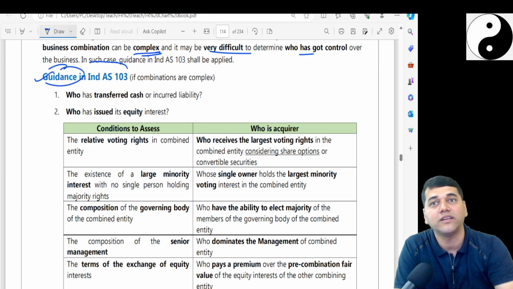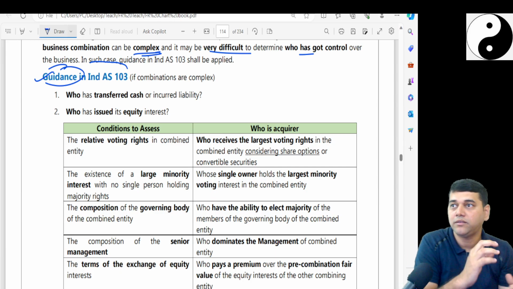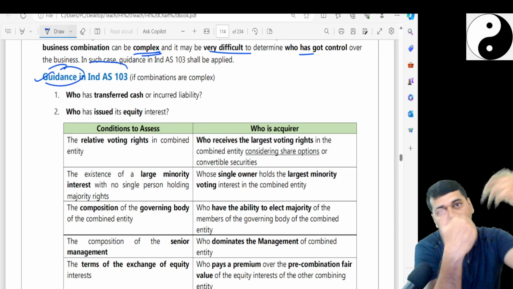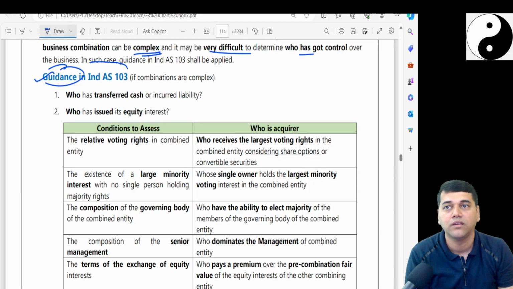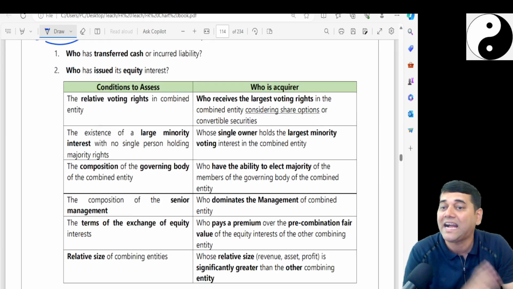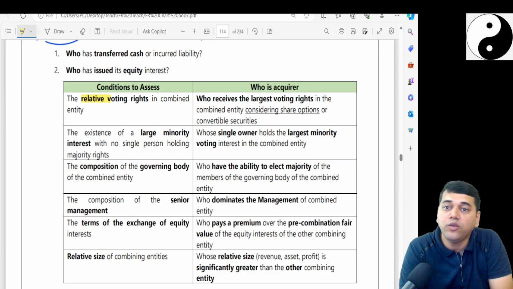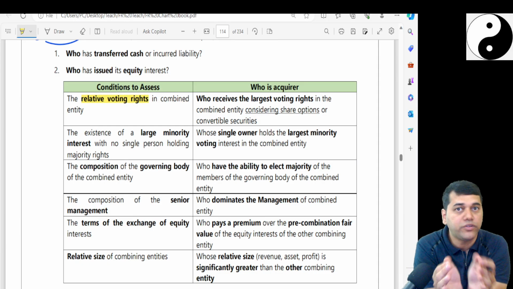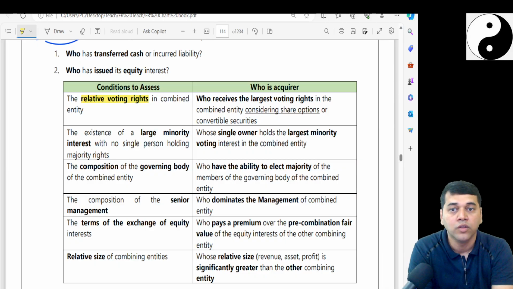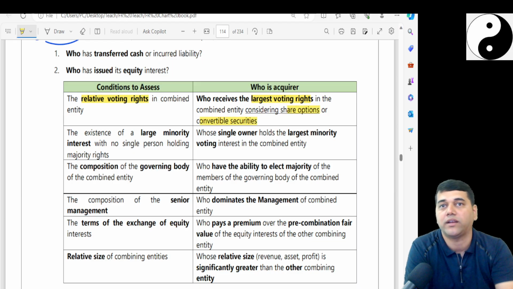Issue of shares is not the deciding consideration, because reverse acquisition also happens by issue of shares only. But the acquirer issues so many shares that he himself will get acquired. So who has transferred the cash or who has issued the equity interest? There is some guidance, say 6 tests. First, relative voting rights in the combined entity. You have to see who is enjoying the voting rights in the combined entity. The one who enjoys the largest voting right, with share options and convertible securities, is the acquirer.